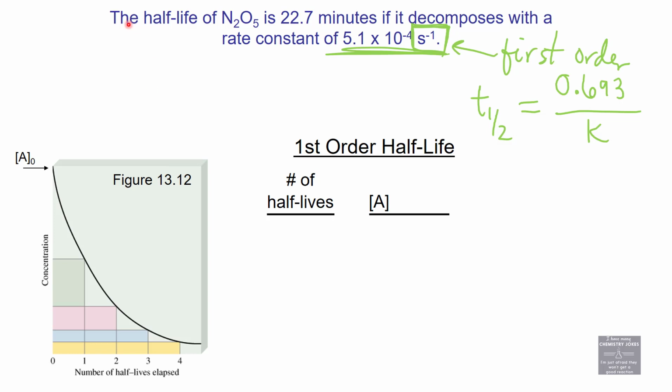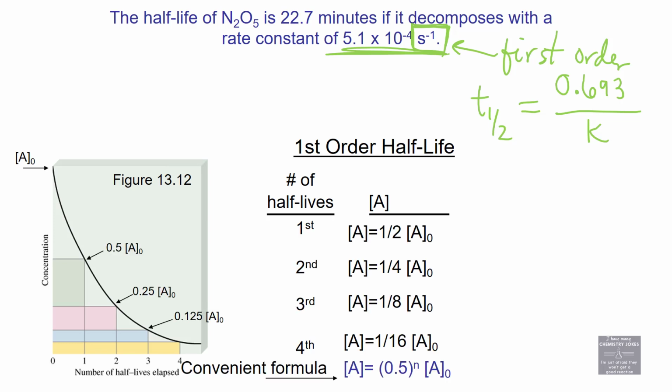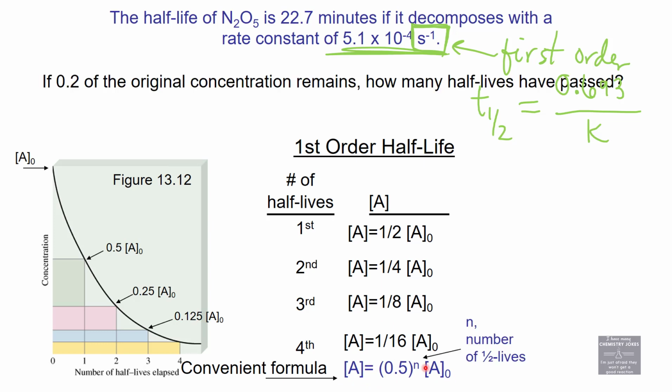But since we were told k and half-life, what are we wanting to calculate? Well, there's a question back here. My PowerPoint is not cooperating, but there's a formula that will allow you to determine how many half-lives have passed. And we are trying to answer the question, this is what I was trying to get to, if 0.2 of the original concentration remains, how many half-lives have passed? This is where I was going.